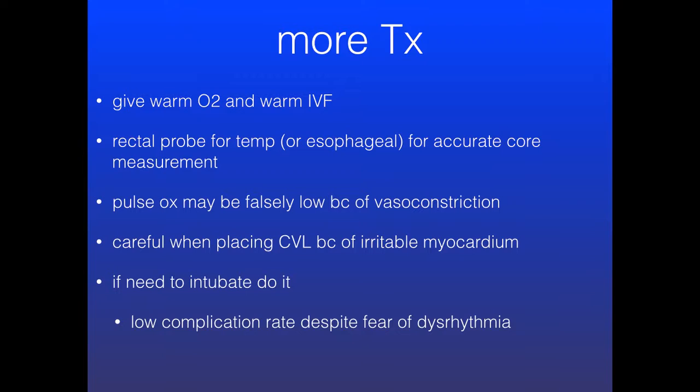And if you're going to put a central line in your patient, think about using a femoral central line better than either an IJ or a subclavian. The reason here is because, again, when you're putting in the central line, using that guide wire, if you go in IJ or subclavian, you can theoretically irritate that myocardium to the point where you put them into ventricular fibrillation. As far as if they need intubation, just do it. The irritability of the myocardium has not been shown to be a big problem with intubation.